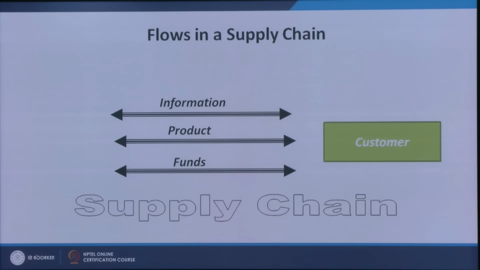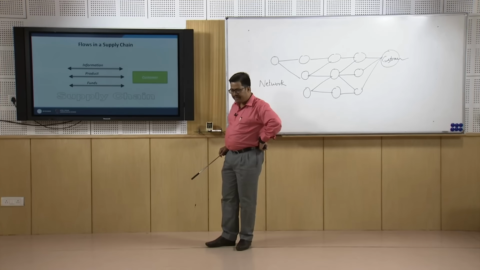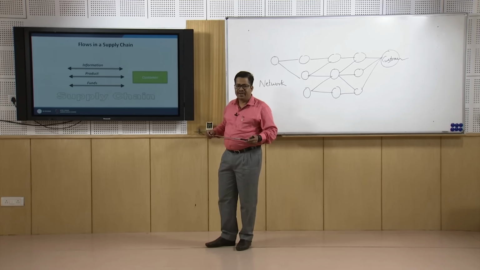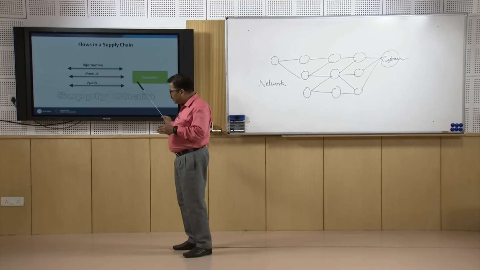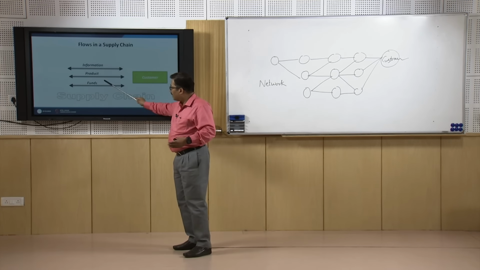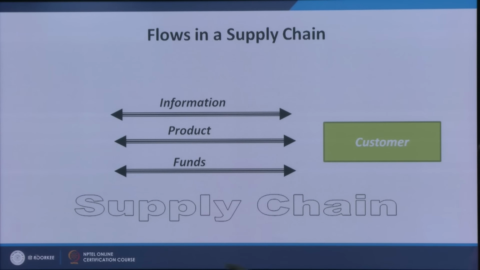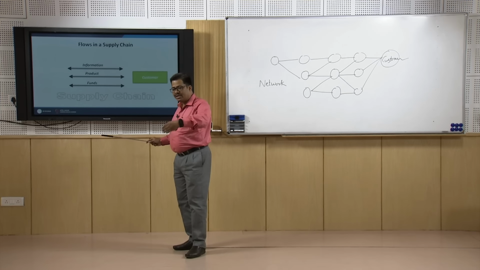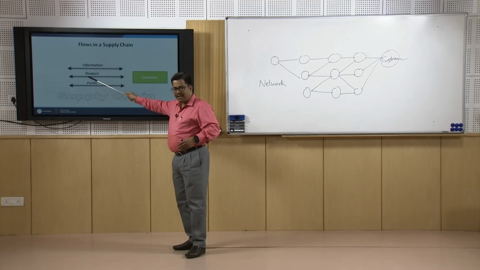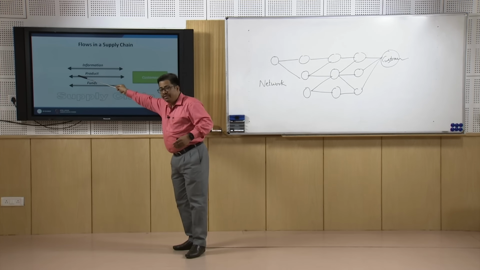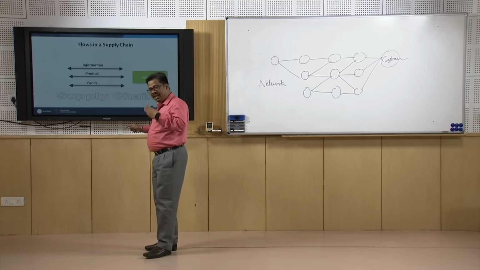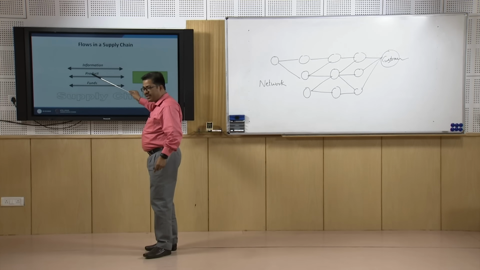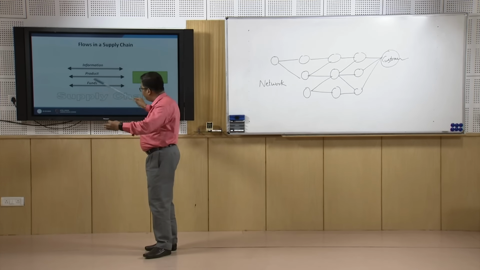Funds are the third important flow in the supply chain. Normally the source of the flow of funds is the customer. The customer is the only positive source of cash flow or fund flow in this supply chain. But when we talk of reverse logistics, of products going from the customer side to the manufacturer side, funds may flow from the left side to the right side also. So the arrows in all three cases, information, product and funds, are in both directions.